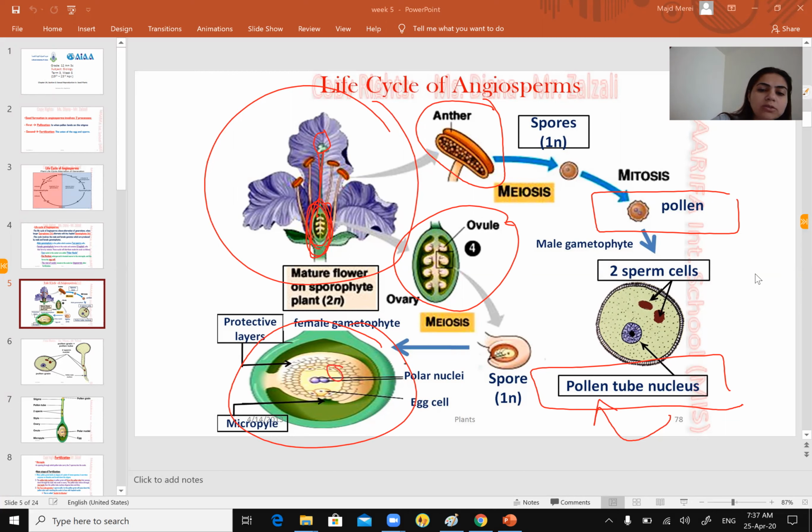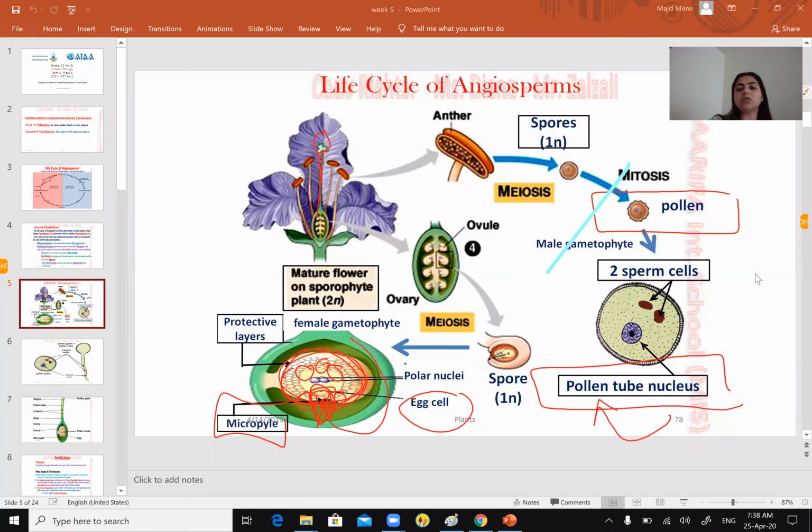Notice the cells here, 1, 2, 3, 4, 5. This one here enlarges to form the egg cell, and in the center, the 2 polar nuclei. This is the micropyle, the opening of the ovule through which sperm will enter. So if you have to draw a tube to show the movement of a sperm, the 2 sperms should enter through the micropyle. The outer layer of the ovule, the protective layer, is called the integument.